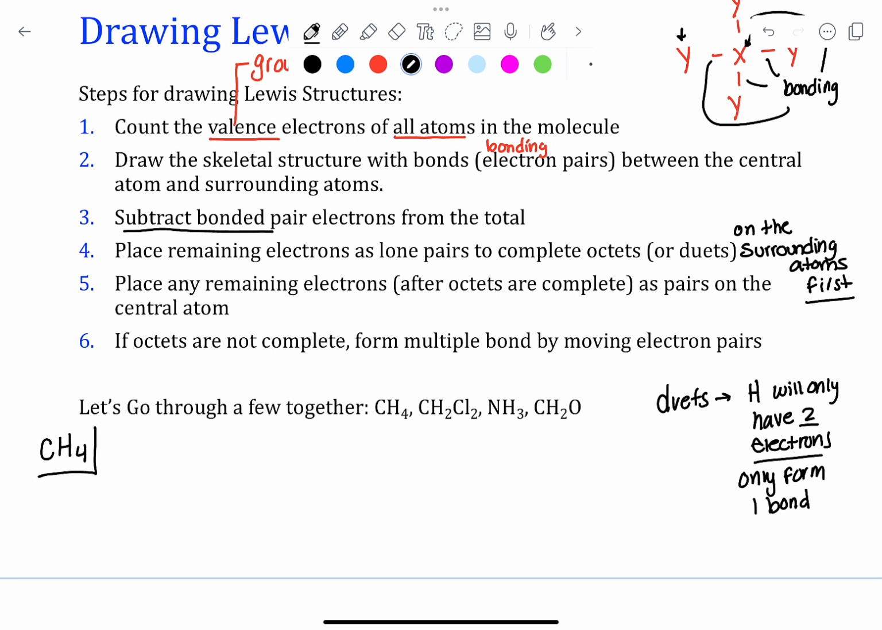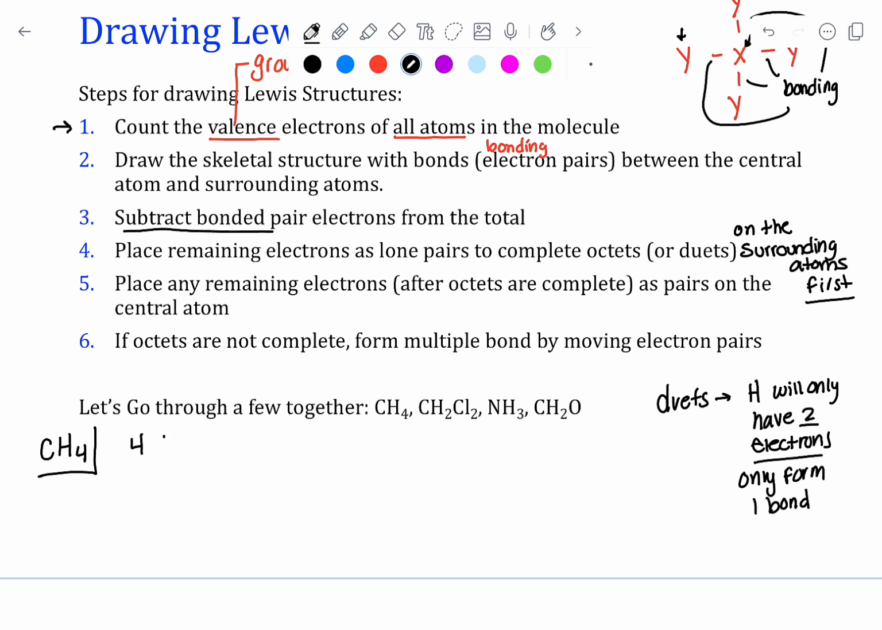Our first step, we have to count our valence electrons of all atoms in the molecule. So we look to our molecule, CH4. That means I have one carbon. That carbon has 4 valence electrons, because it's in group 4A.